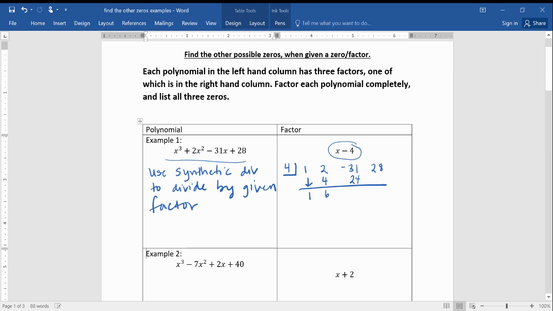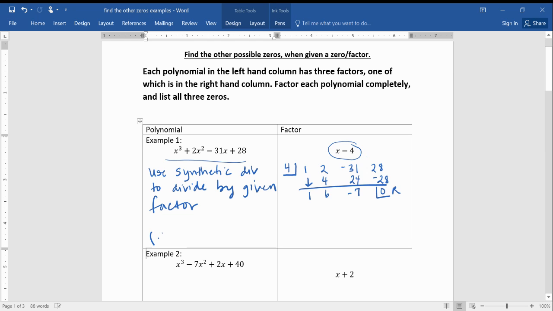Pay attention to signs here. Negative 31 plus 24 is a negative 7. And then 4 times negative 7 is negative 28. Oh, I like the way this is looking. All right, 0 is the remainder. So what does that mean about x minus 4? It is a factor. That's right.